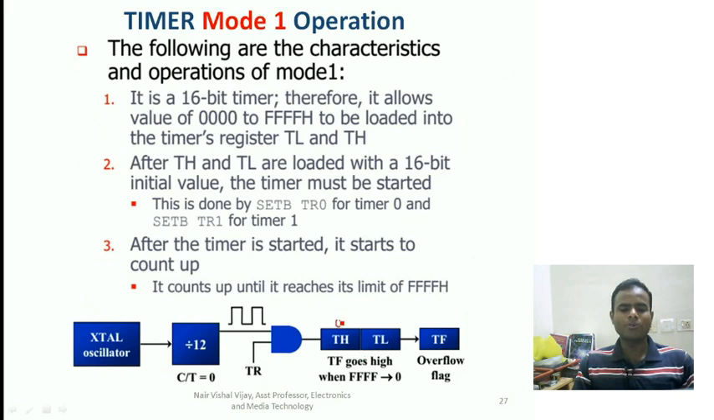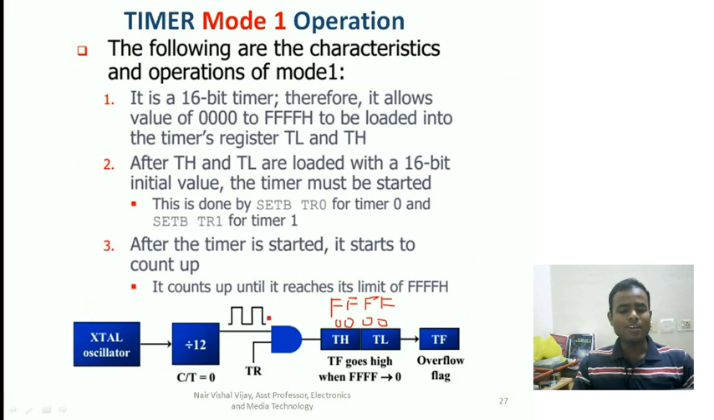The maximum it can count is from 0000 to FFFF. It is a 16-bit timer, so it can count any value, decimally, from 0 to 65,535. The time it takes to count each value, that is from 000 to 001, is determined by the timer clock frequency. So that is what basically is timer mode 1.